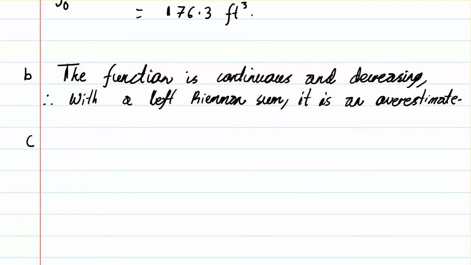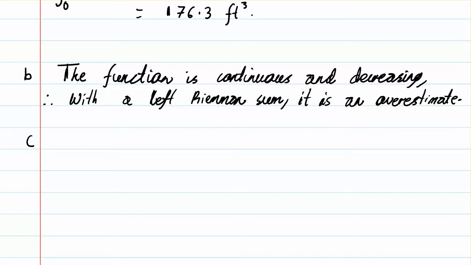So all we have to say is that the function is continuous and decreasing, so it is an overestimate. The function is continuous and decreasing, therefore with a left Riemann sum it is an overestimate. That's all we have to say.